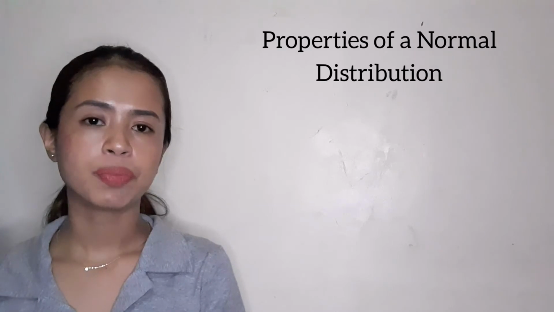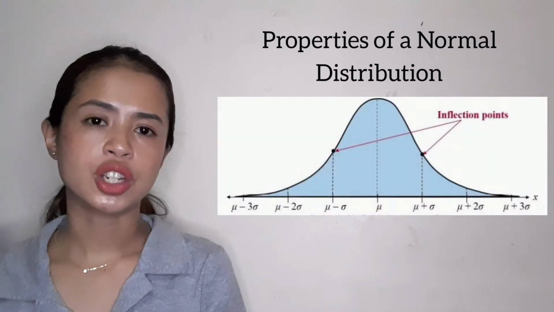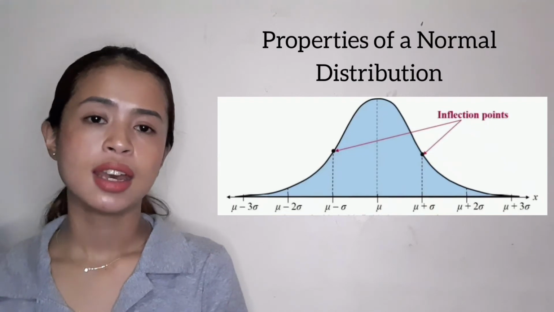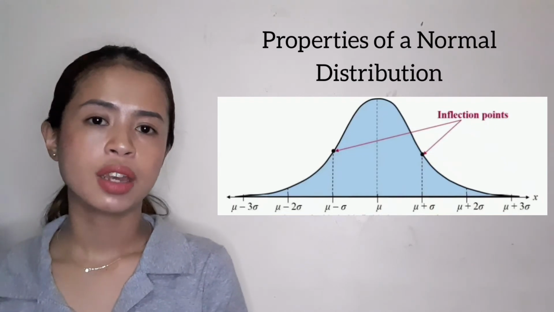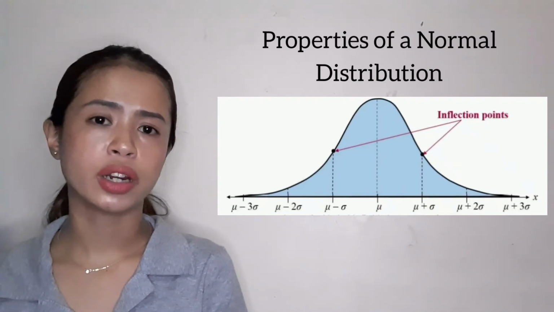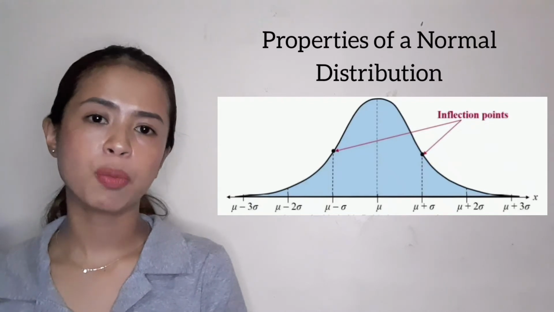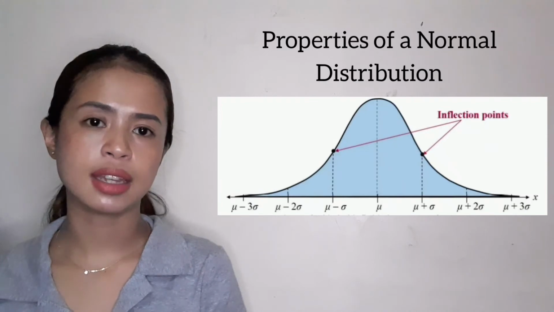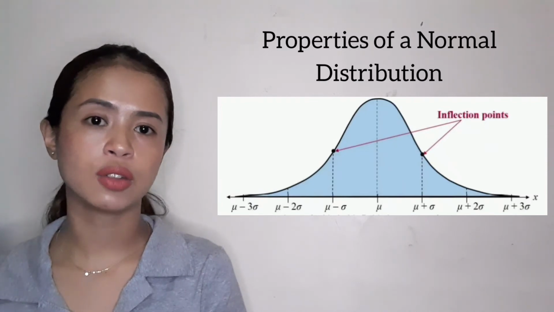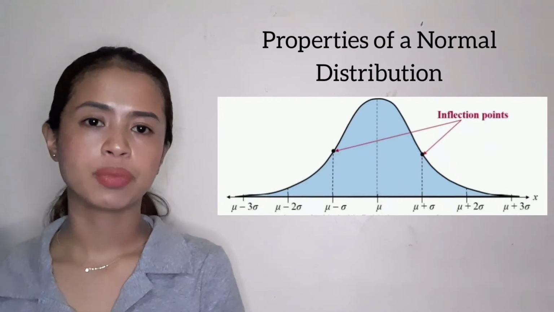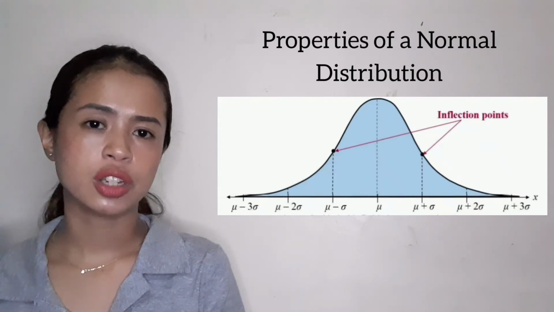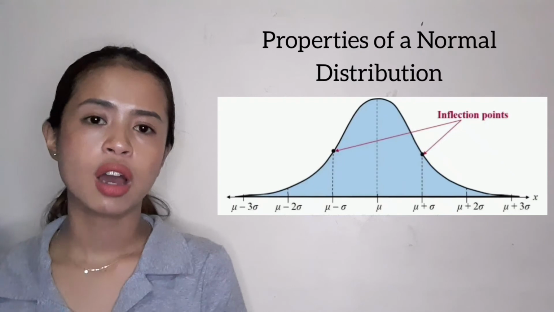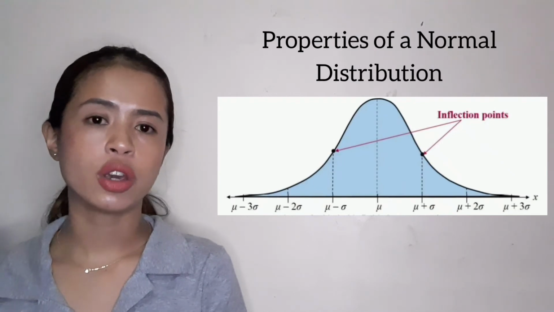And lastly, between the mean minus the standard deviation and the mean plus the standard deviation, in the center of the curve, the graph curves downward, and the graph curves upward to the left of the mean minus the standard deviation and to the right of the mean plus the standard deviation. The points at which the curve changes from curving upward to curving downward are called the inflection points.